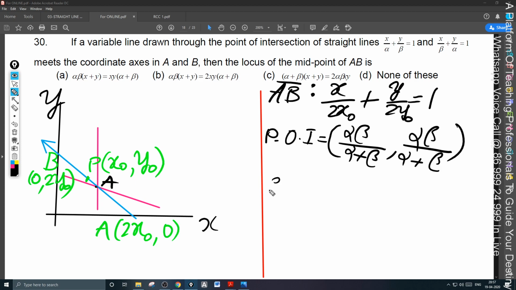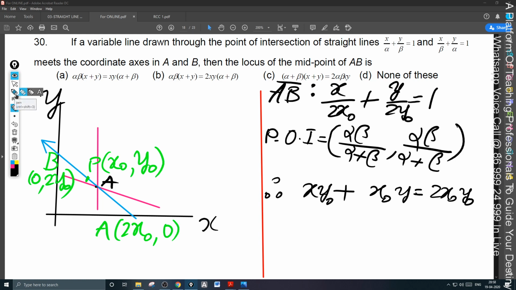Therefore, substitute that. Alpha beta, take LCM. It is 4x naught y naught, and you will get 2x x naught, 2x y naught, and it is 2 x naught y is equal to 2x naught y naught. What is the LCM here? 2x naught y naught. You will not get the 2 there.